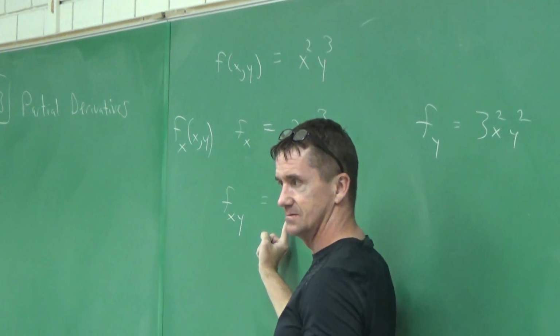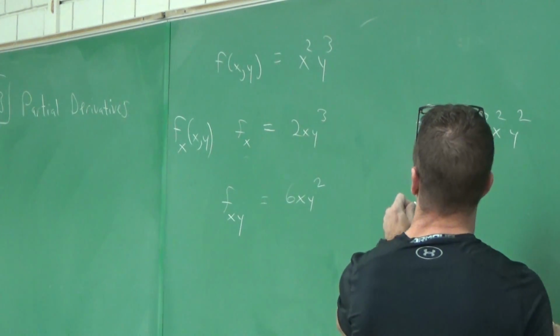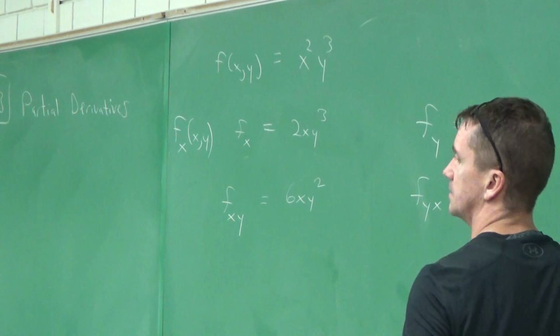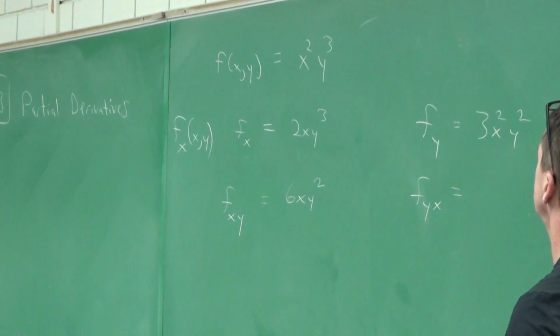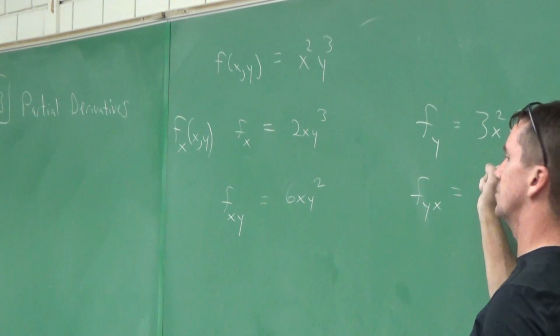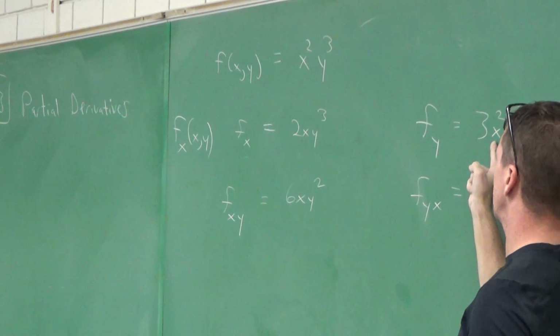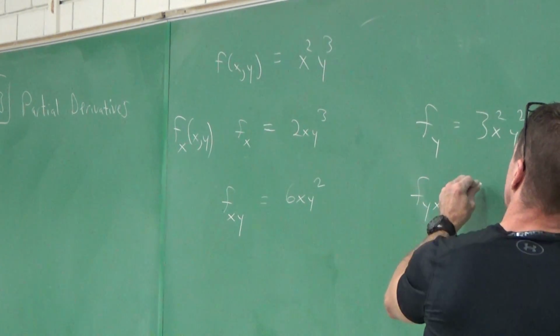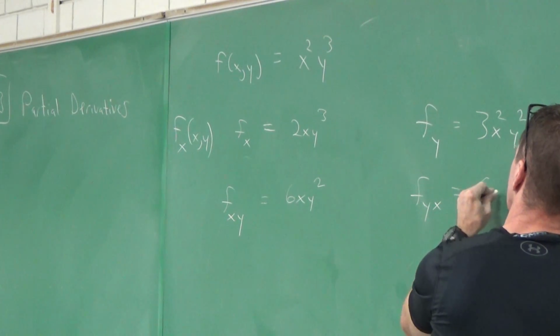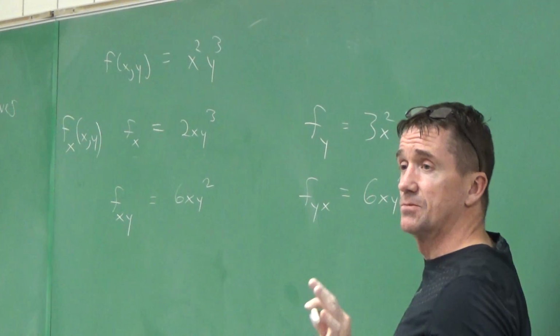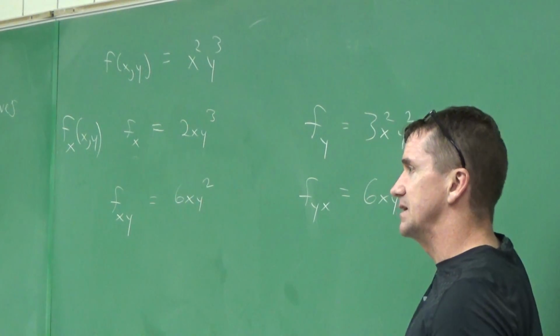True. And on that note, can you all find fyx? So in order to derive all this with respect to x, keep y constant. 6x. Now this is interesting, I'm getting the same one. 6xy squared. Interesting, they're both the same. Do you think that happens every time?